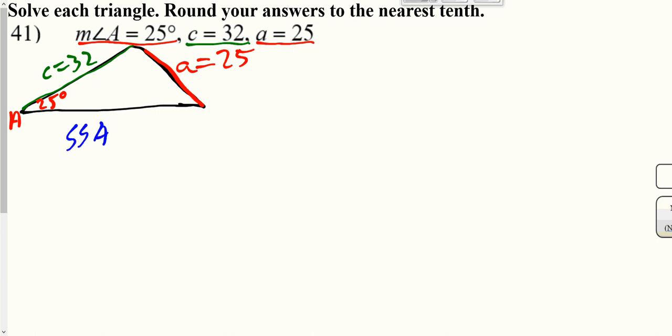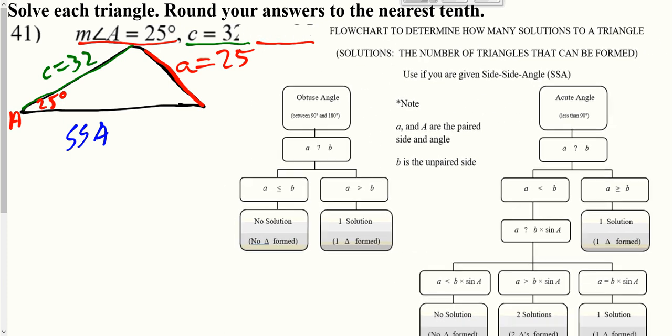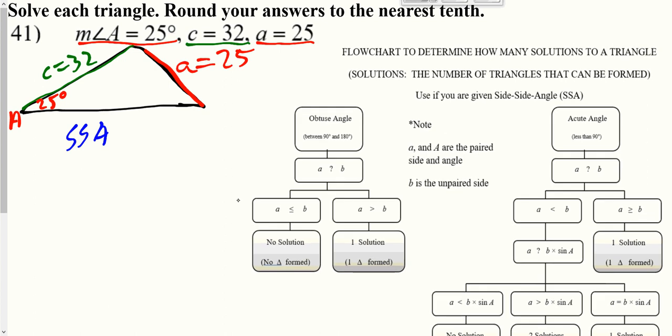When it's a side-side-angle situation, we need to go ahead and refer to our flow chart to figure out how many triangles we have. You'll notice for our opposite pair, which is the A's, we're dealing with an acute angle, so I'm dealing only with this over here. My A is the 25. My B is the 32. We know that 25 is smaller than 32, so we're going down this side here.